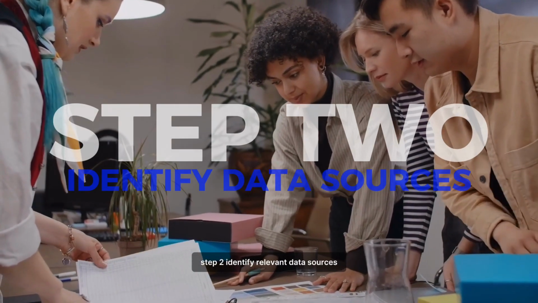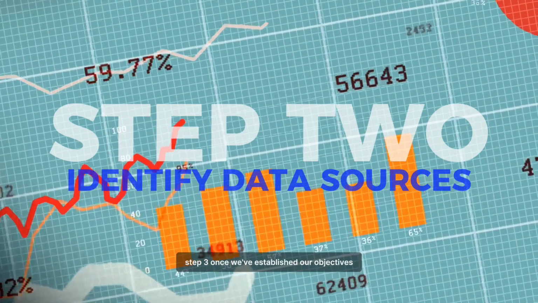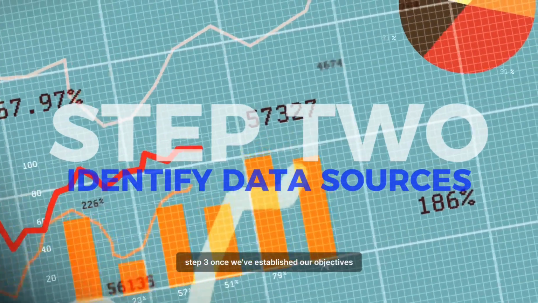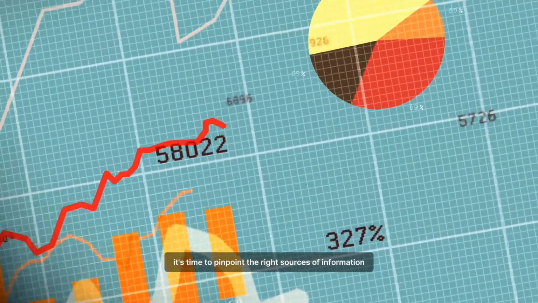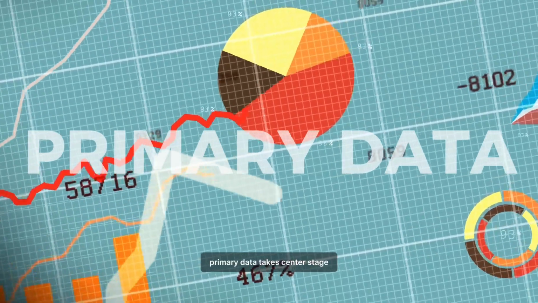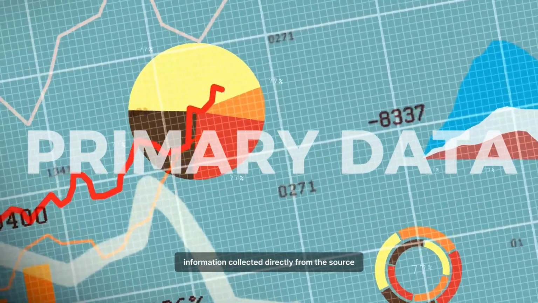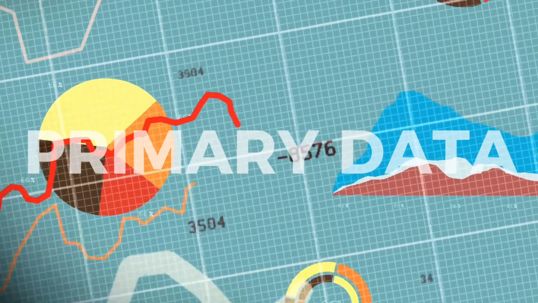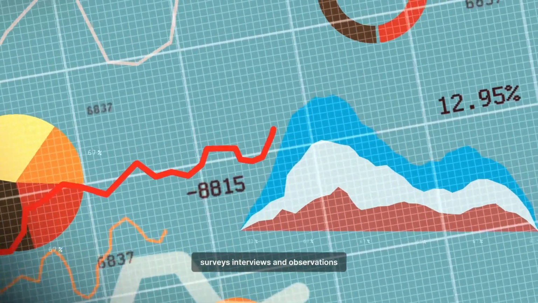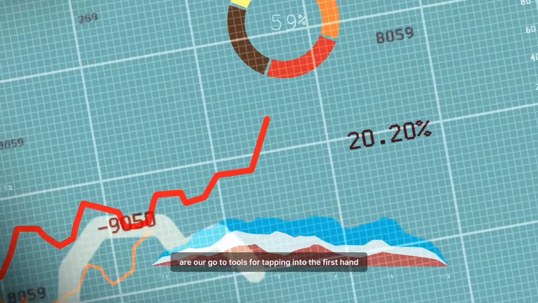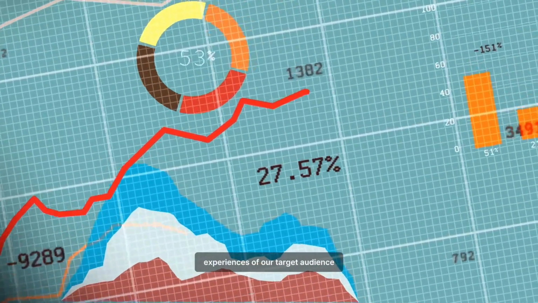Step 2. Identify relevant data sources. Once we've established our objectives, it's time to pinpoint the right sources of information. Primary data takes center stage, information collected directly from the source. Surveys, interviews, and observations are our go-to tools for tapping into the first-hand experiences of our target audience.